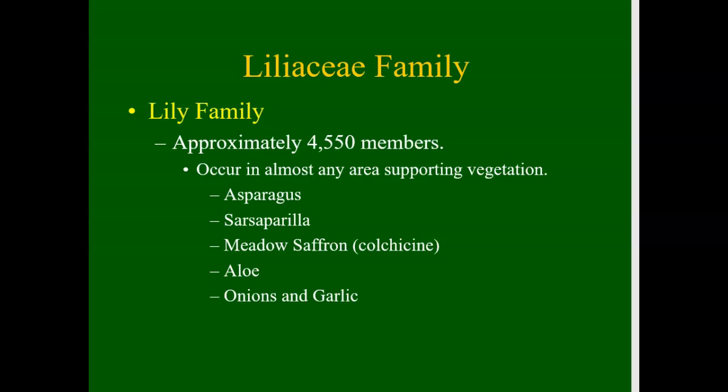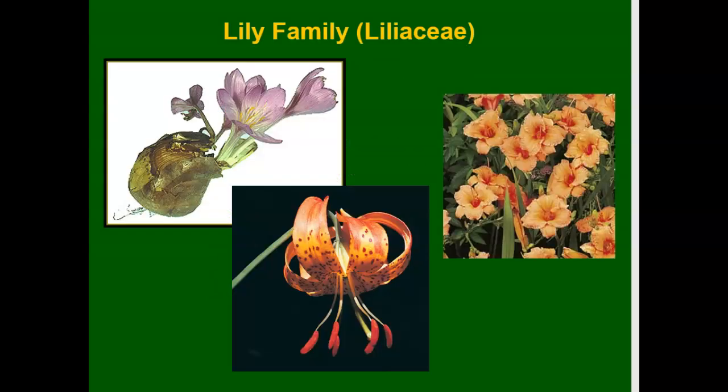Aloe, onions, and garlic are also part of the lilies. I know people are like, they're a lily? Yes, they are a lily. There's colchicine up on the left, a tiger lily in the middle, and down on the right-hand side is just a daylily, which a lot of people have in their gardens and yards. Usually the flowers of most of these lilies are pretty attractive.